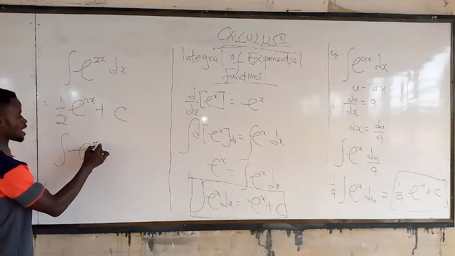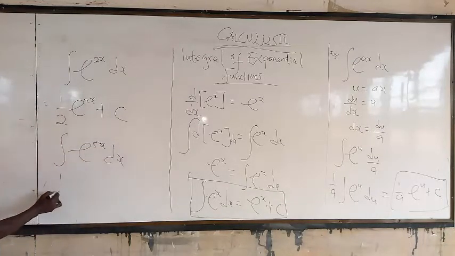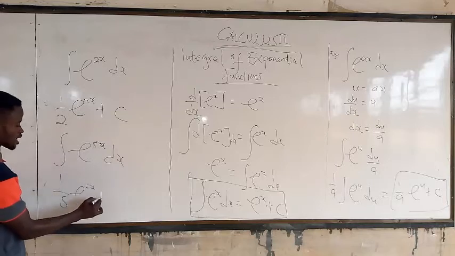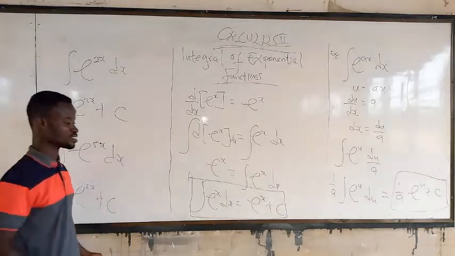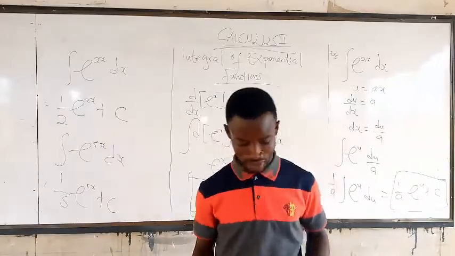e raised to the power 5s ds is just 1 over 5 e to the power 5s plus c. We can also set u to be equal to 5s, and you are going to get exactly what I'm saying.